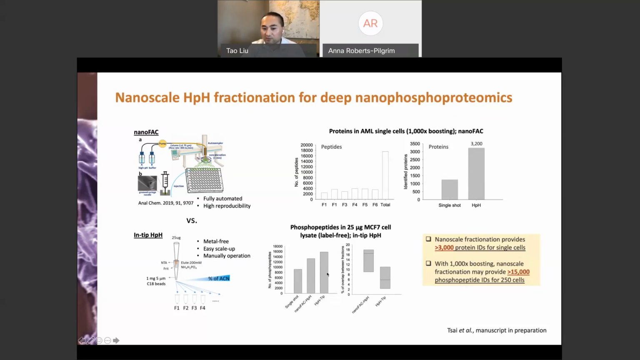At least for now, we're getting better results from the manual mode, higher IDs and lower overlap in terms of fraction-to-fraction overlap. I'd say the automatic system can probably be further improved by fine-tuning some other components. I don't want to go into detail here, but if you project this level, if you start with 25 microgram of material and then do 1,000-fold boosting, you can get down to 250 cells of analysis and achieve quantification of 15,000 phosphopeptides.